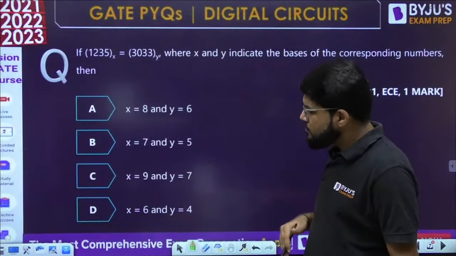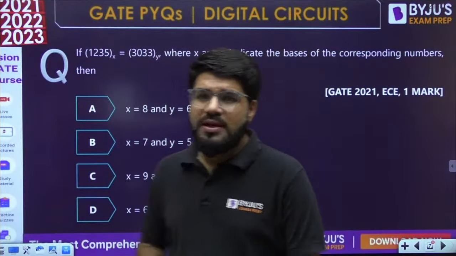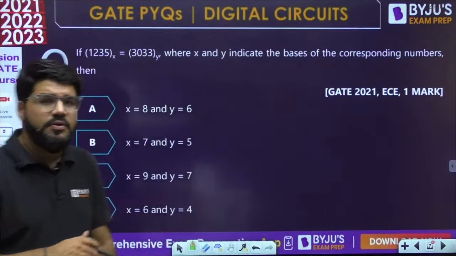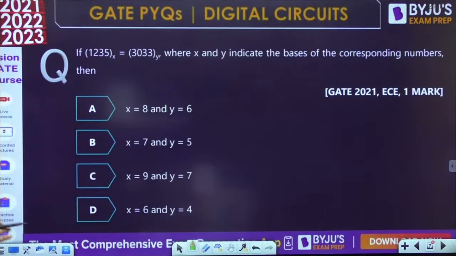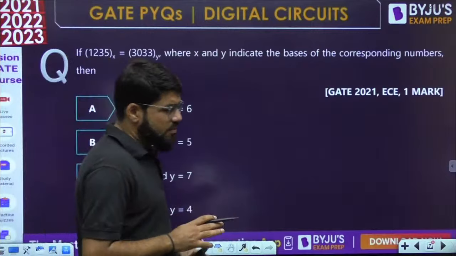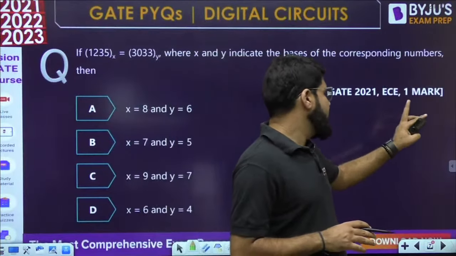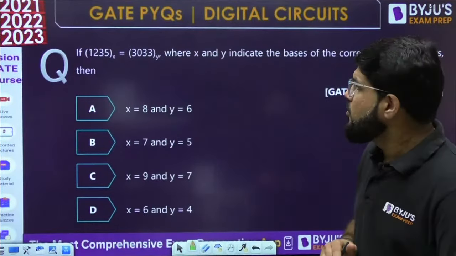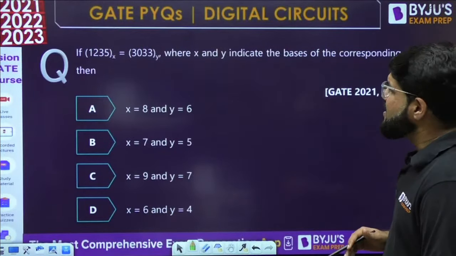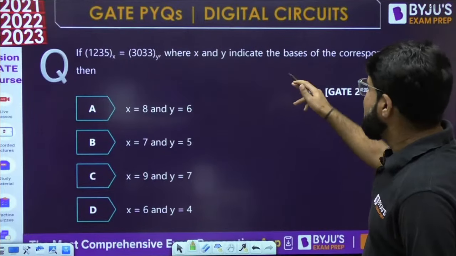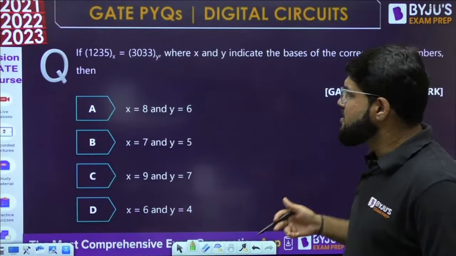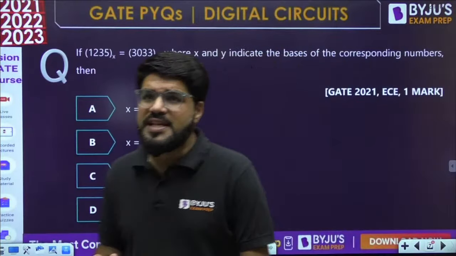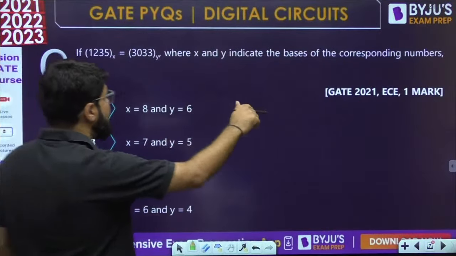Now let's come back to the class and get started with the questions, very quickly. Starting with a very basic number system question, the 2021 EC 1 mark question is in front of you. If 1235 in base x is equal to 3033 in base y, where x and y indicate the bases of the corresponding numbers, then what can be the possible values of x and y?